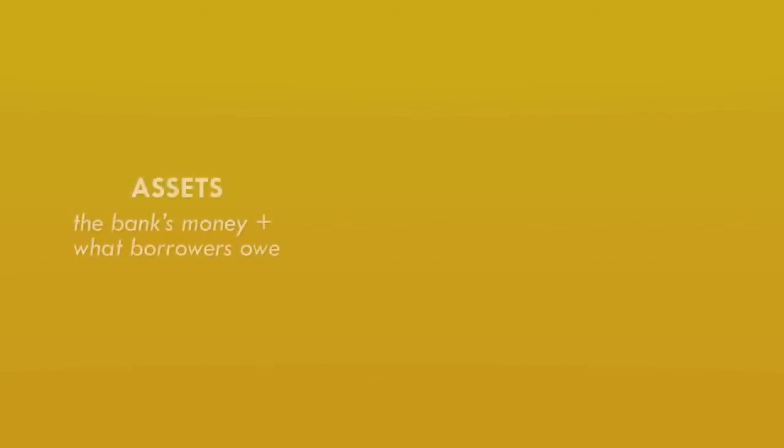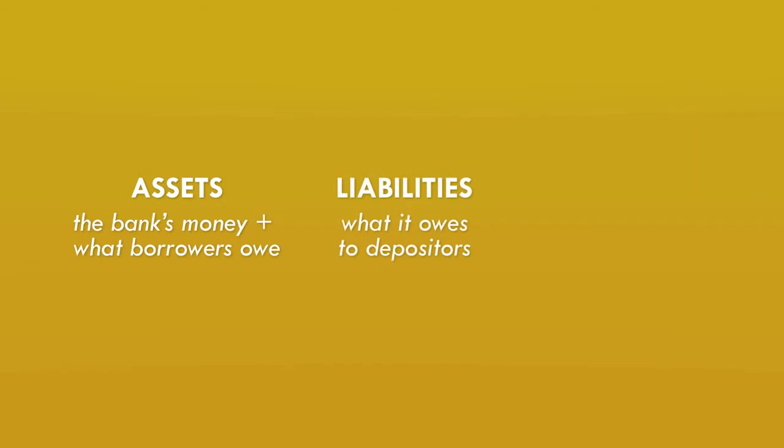Remember that the asset side of the balance sheet shows everything that the bank owns, including all its loans and mortgages, and the liabilities side shows everything that the bank owes to other people or companies. There's a third part of the balance sheet, which is something called shareholder equity.